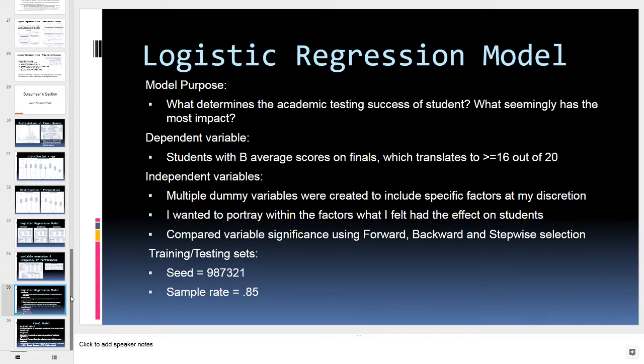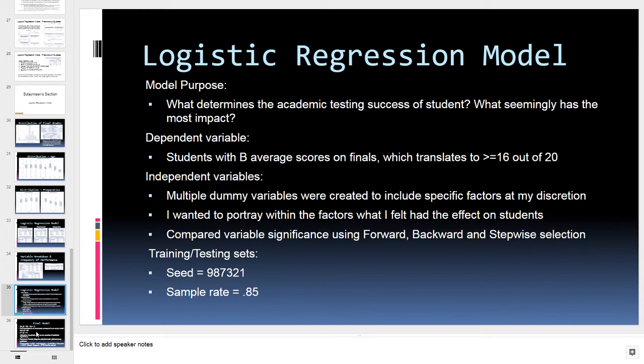In terms of my regression, like I said, I was determining what was a big determining factor in the academic success of a student and what had the most impact. In terms of the variable, as I mentioned, I used the student testing scores, seemingly the test that was graded at a B average or better. That would be a 16 and above out of the 20 for the testing. Those were variables to include what I felt were the big determining factors in what determines the success of a student or not.